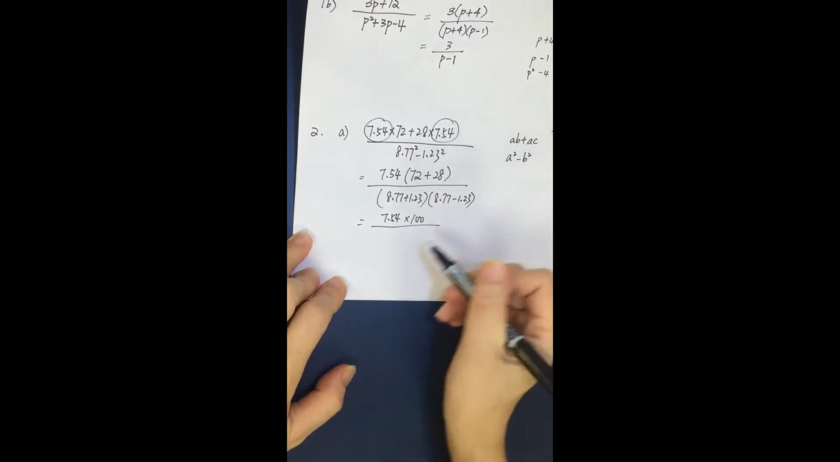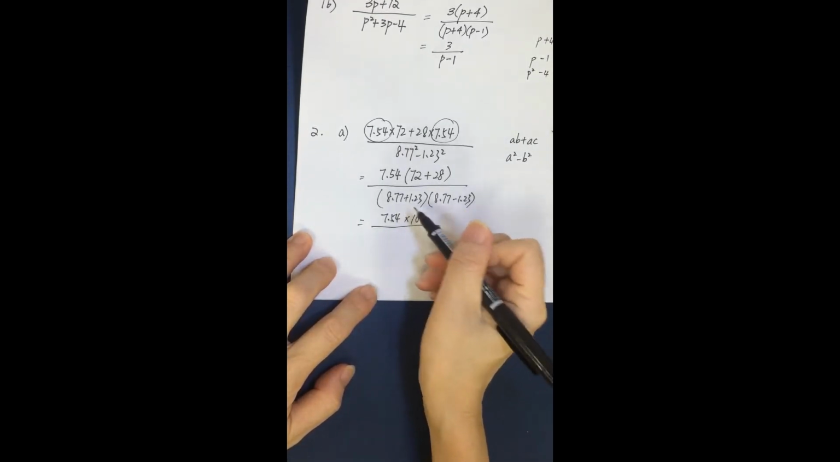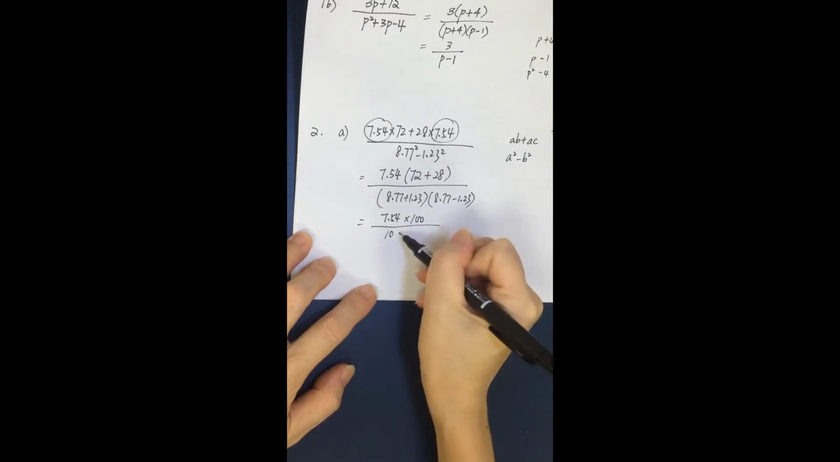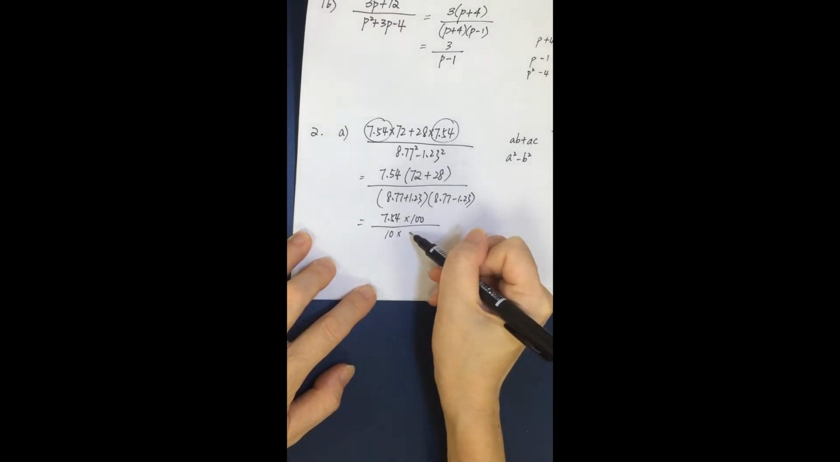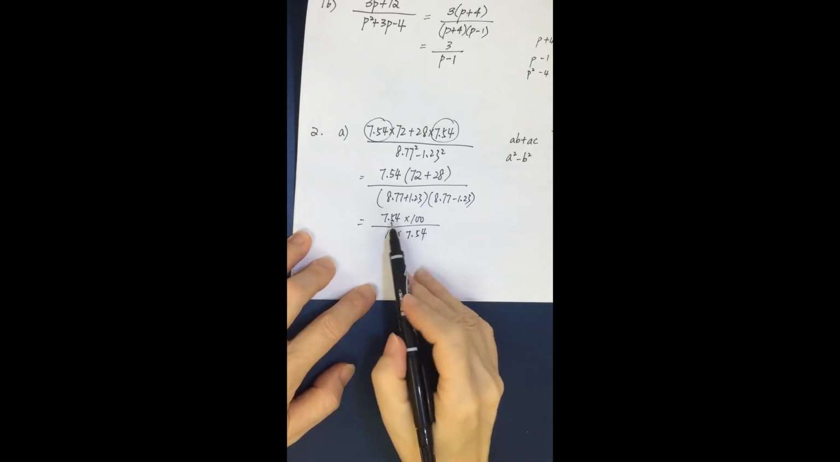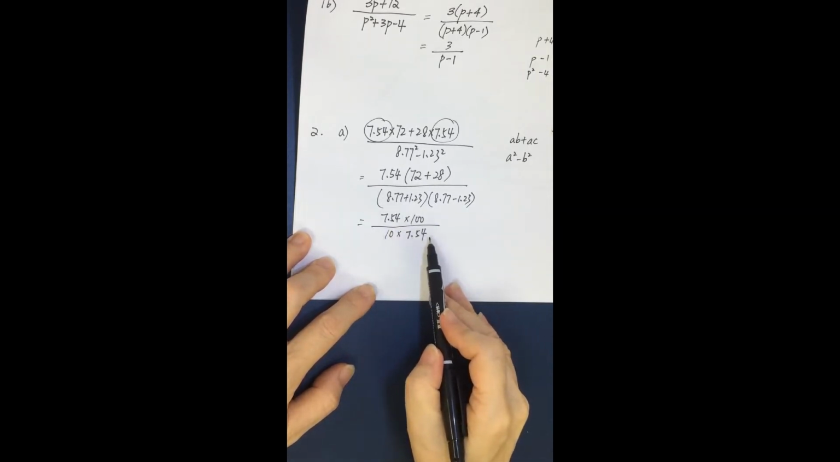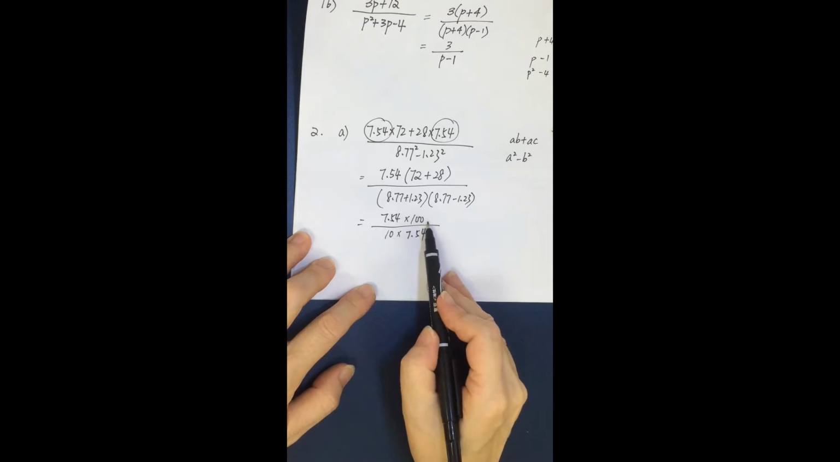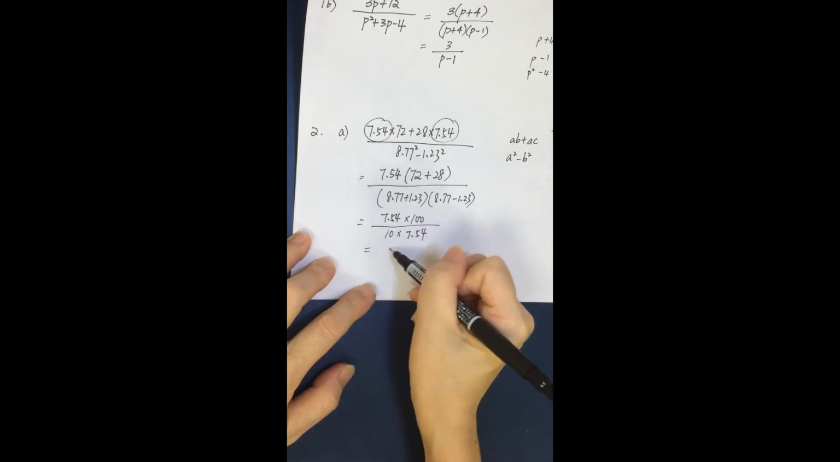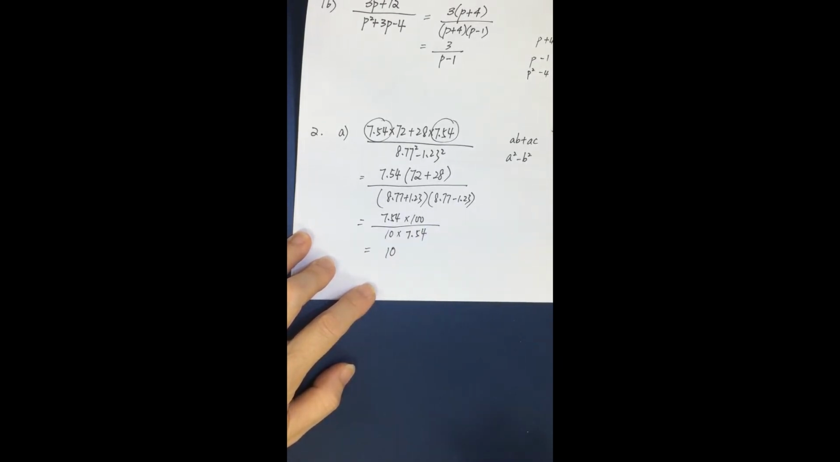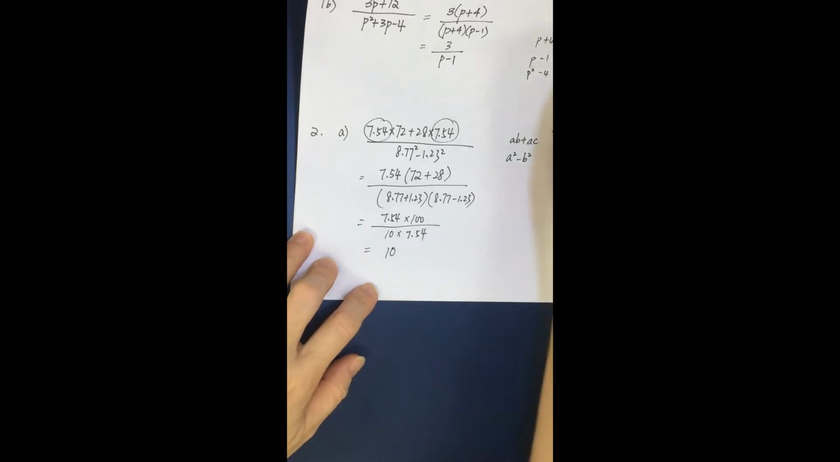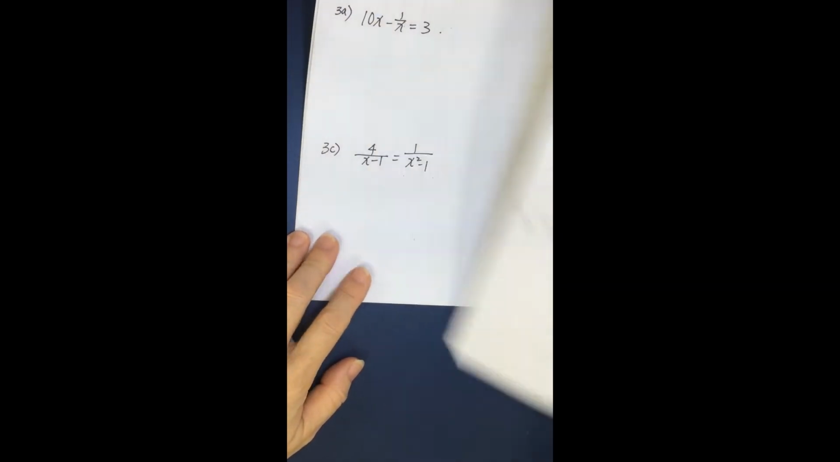Okay, so here I have this is 10, and then this is what? 7.54. Am I right? You see, 7.54, 7.54, same numbers. This is 10, 110, so your answer is 10. So it can be simplified into something very simple.